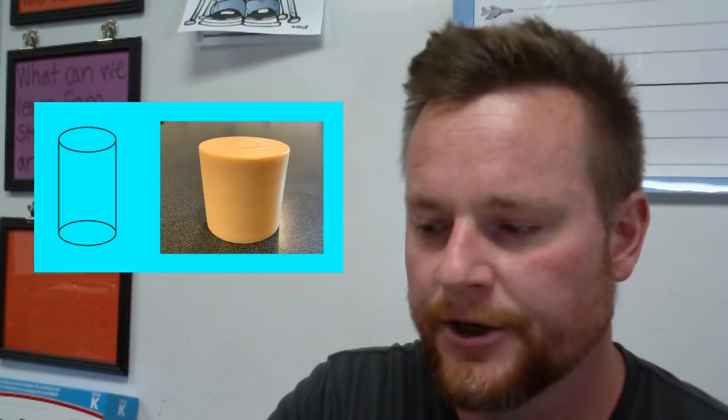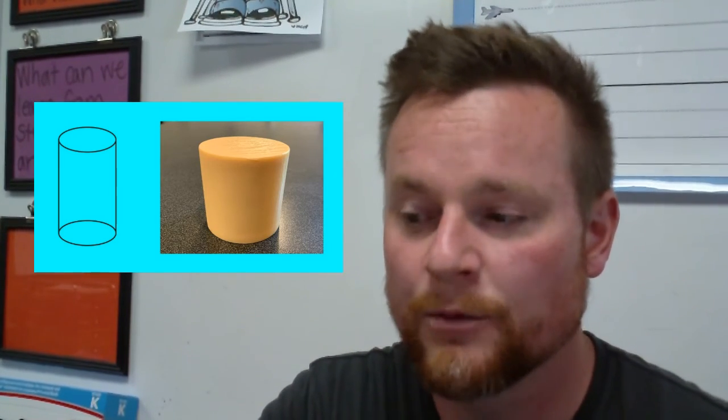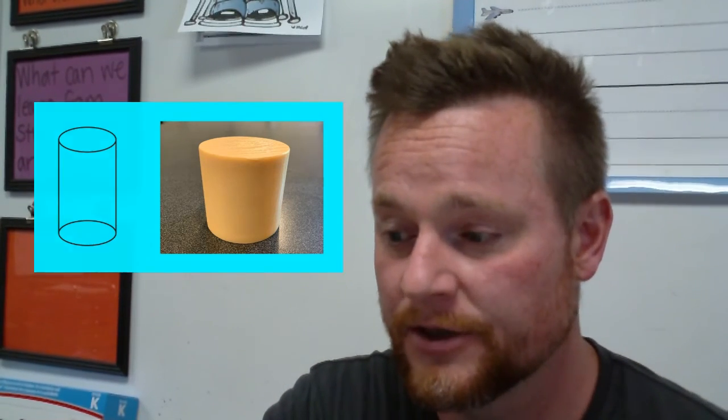Our next 3D shape, 3-dimensional shape, is the cylinder. The cylinder has 2 circular flat sides and 1 curved side that goes around the cylinder. What are some objects in our world that are shaped like cylinders?